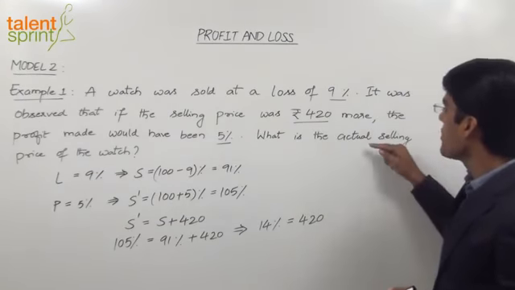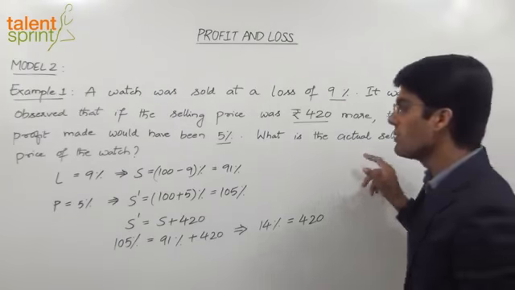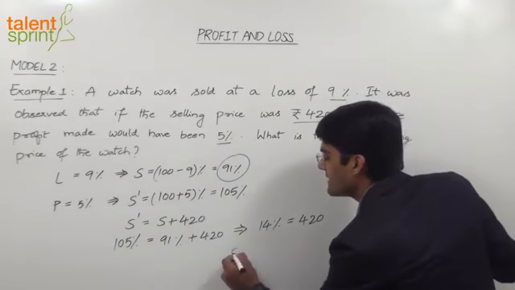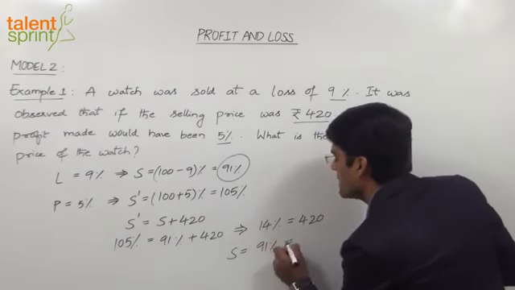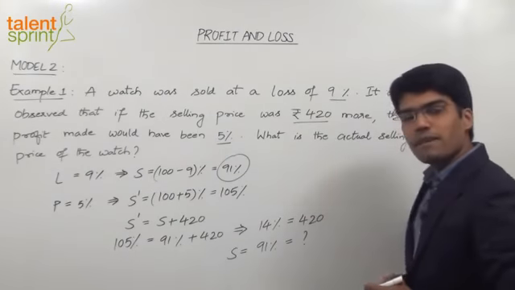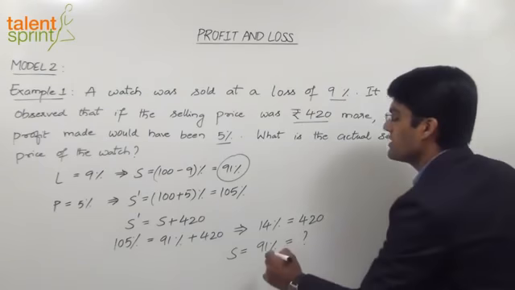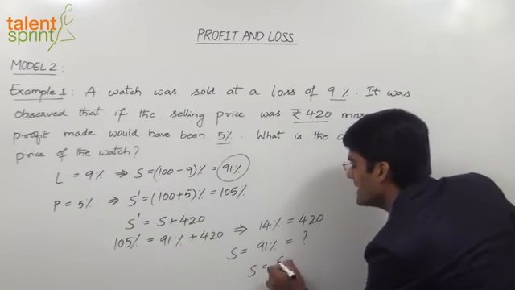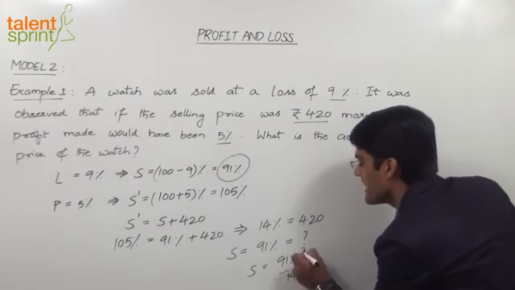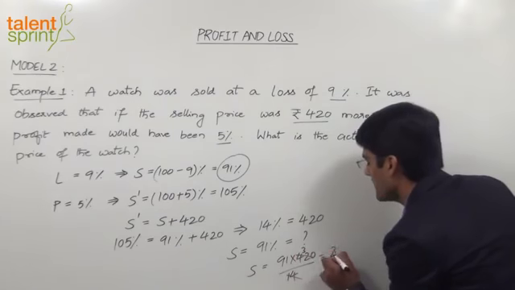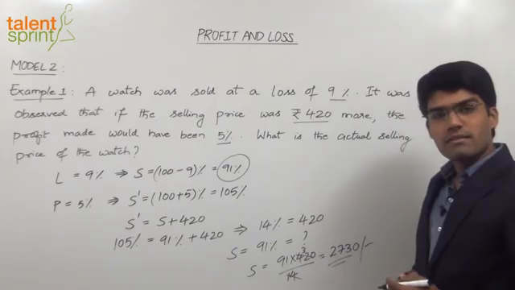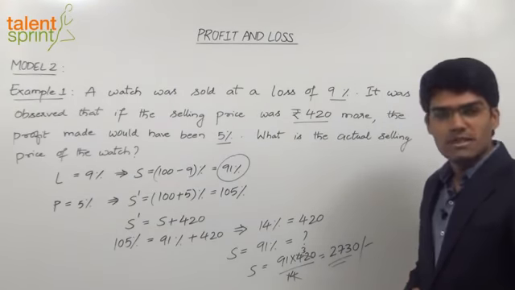And we are supposed to find out what is the actual selling price of the watch. We know that actual selling price of the watch is 91%. So we can say that S, that is actual selling price, should be equal to 91%. And we need to find out what is the value here. So by cross multiplication, we can find out the original selling price. So the original selling price S will be equal to 91 into 420 divided by 14. Now 14 goes 3 times here, so the answer will be 91 into 3, that is 273 into 10, 2,730 rupees. So the original selling price of the watch is 2,730 rupees.